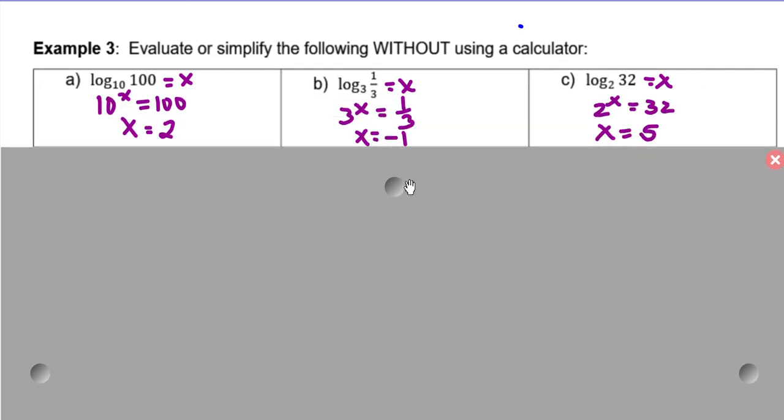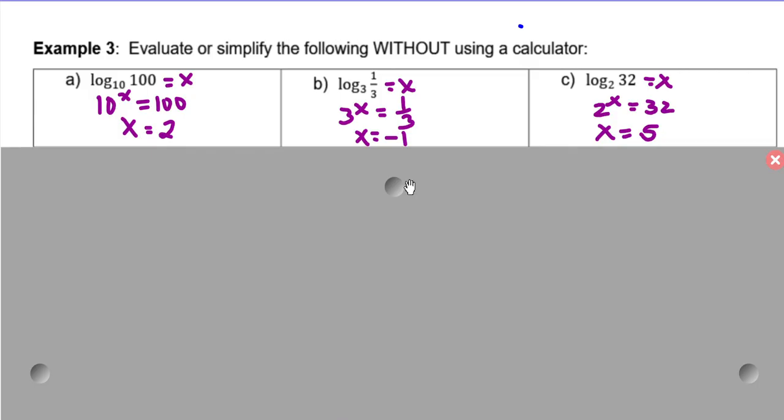If you notice, for letter A, 10 to the x power is equal to 100, so x is equal to 2. Letter B, log base 3 of 1/3. So my base is 3. 3 to the x is equal to 1/3. x is equal to -1.